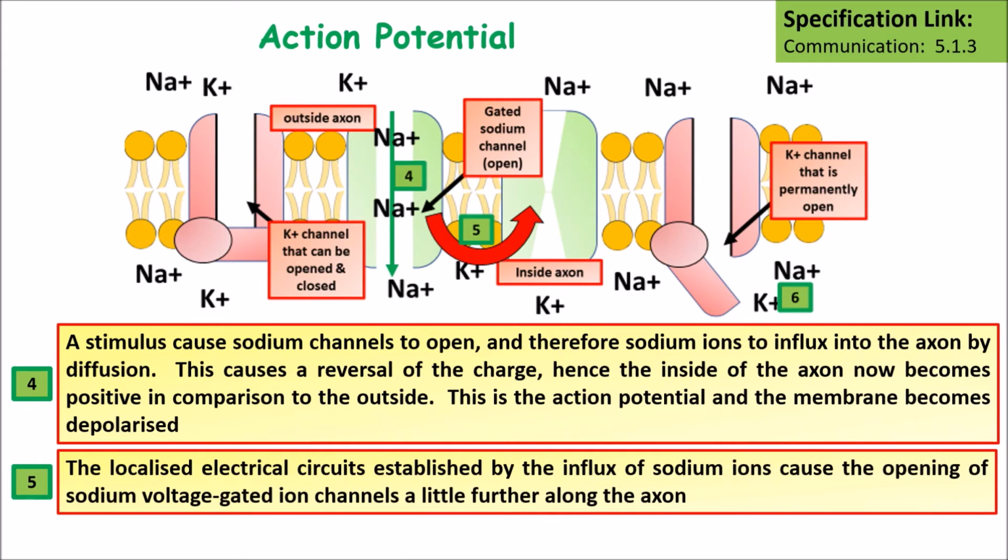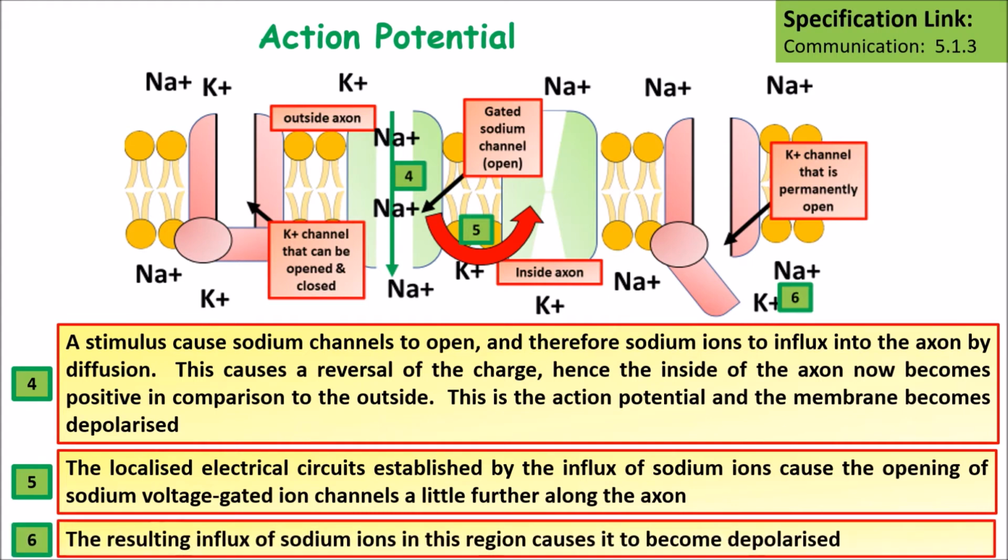The localized electrical circuits established by the influx of sodium ions cause the opening of sodium voltage-gated ion channels a little further along the axon. The resulting influx of sodium ions in this region causes it to become depolarized.